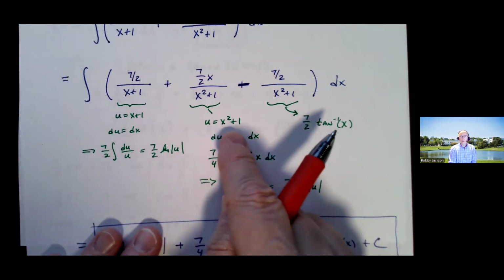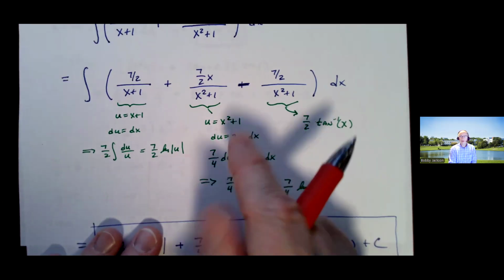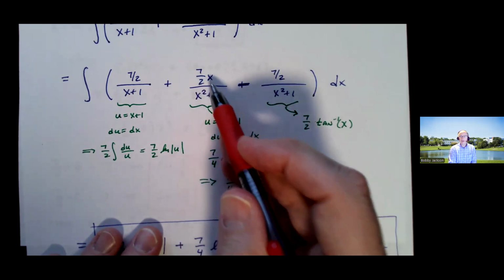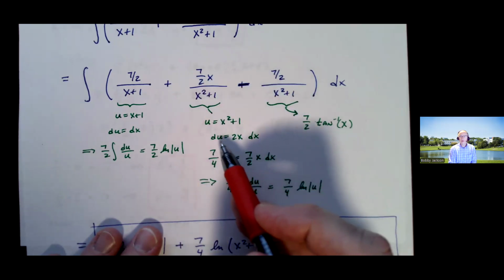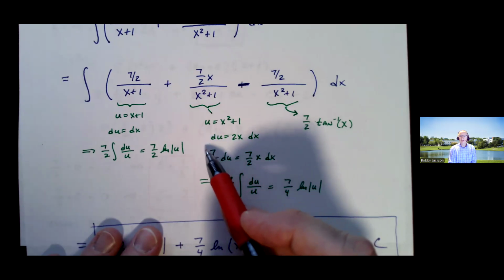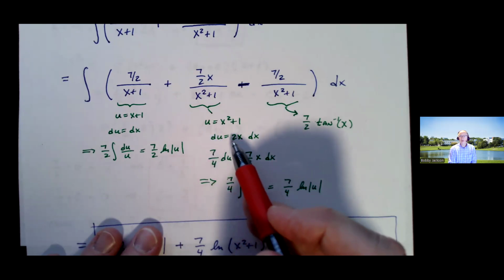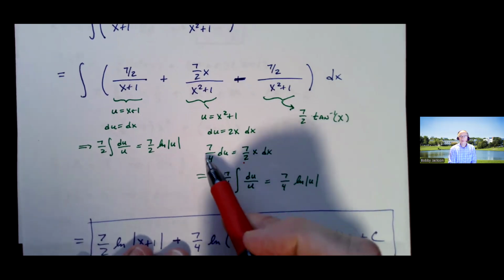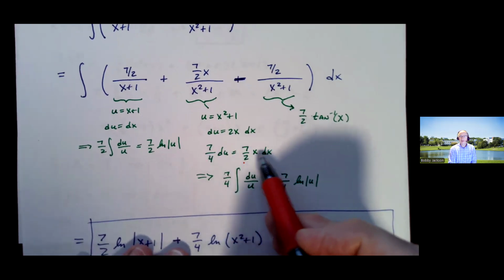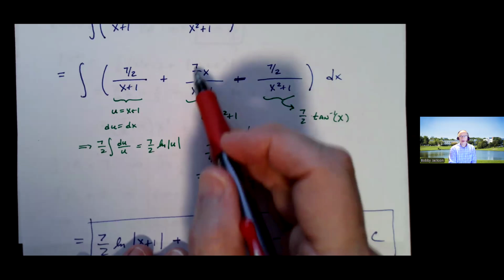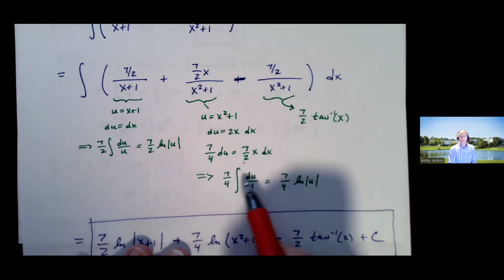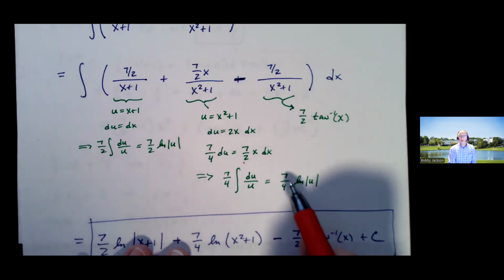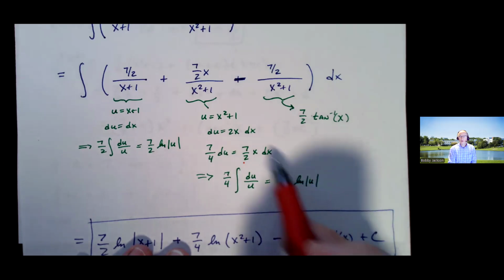And here, if I let u be x squared plus 1, du is 2x dx. Now I've got a 7/2 x dx. So I'm going to multiply both sides by 7/4, right? 7/4 times 2 is 7/2. And so 7/4 du is 7/2 x dx. And so replacing that, I get 7/4 du over u, which is this, where u, of course, is x squared plus 1.